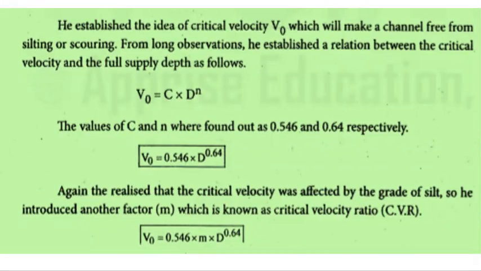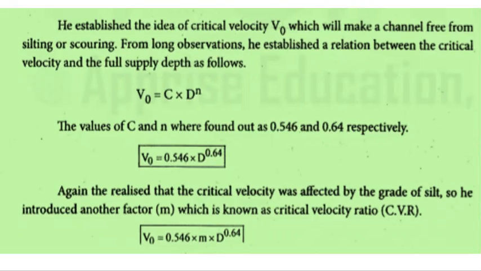So, for Kennedy's theory, based on the channel design, I can take the first case as: the given is the discharge Q, rugosity coefficient N, critical velocity ratio M, and side slope S. And the second case is: the given is the discharge Q, rugosity coefficient N, critical velocity ratio M, and B by D ratio X. So before that, we'll see about this.